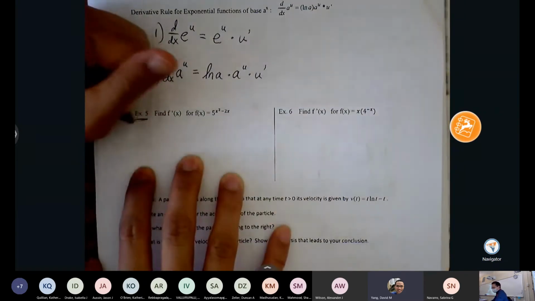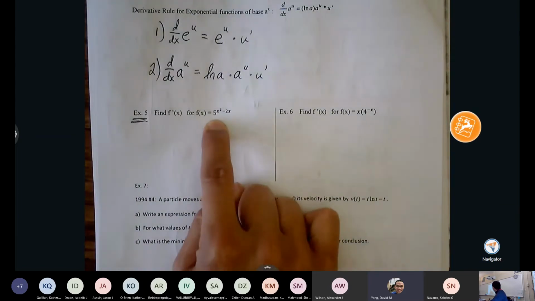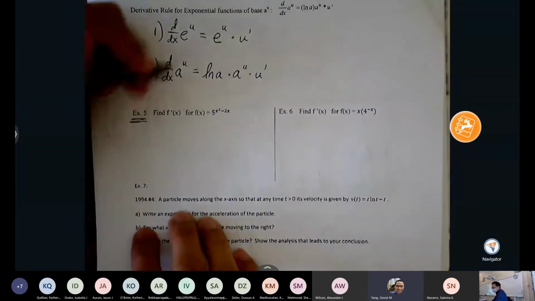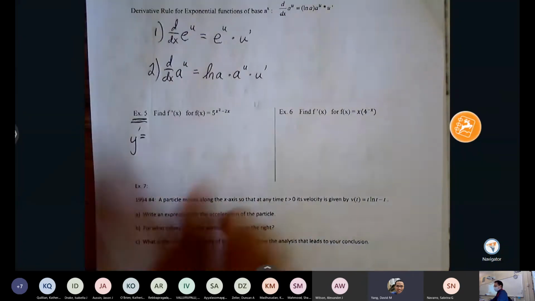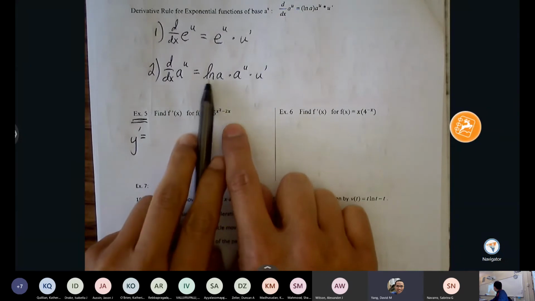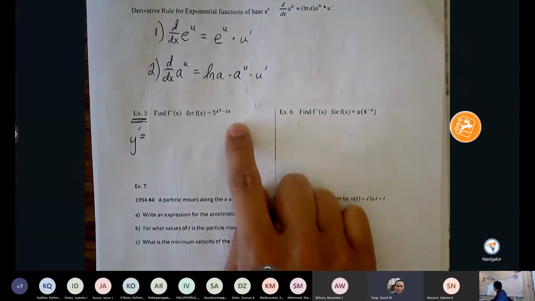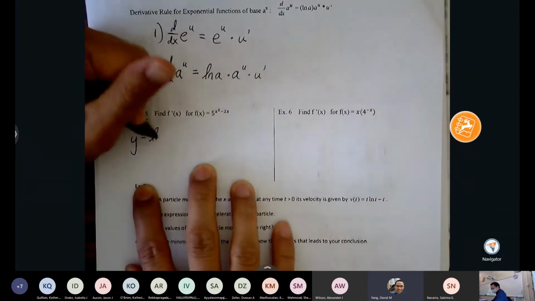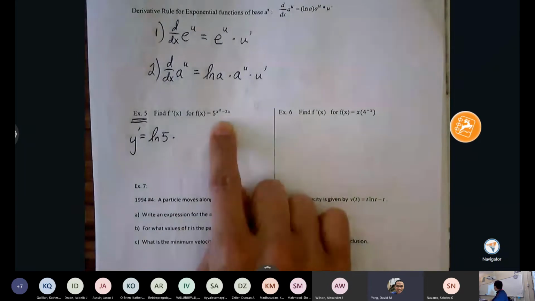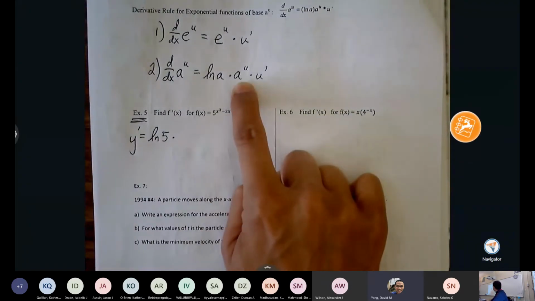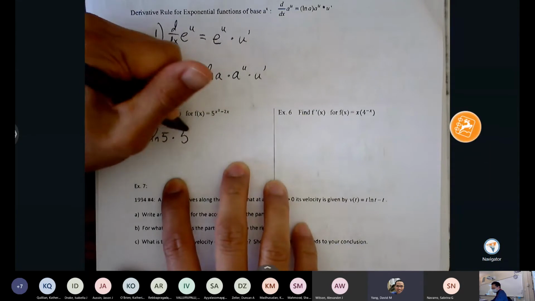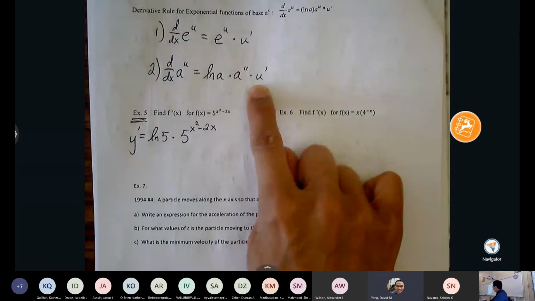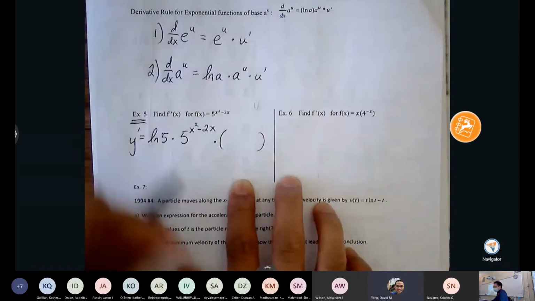Okay, let's look at example five to practice that rule. This is 5 raised to the x squared minus 2x. This is not base e, but it's still an exponential function. So we can say y prime is equal to, let's match the rule, natural log of what? What's my base? Five, yep, natural log of five, times the original function, times the exponent's derivative. Which is what? 2x.